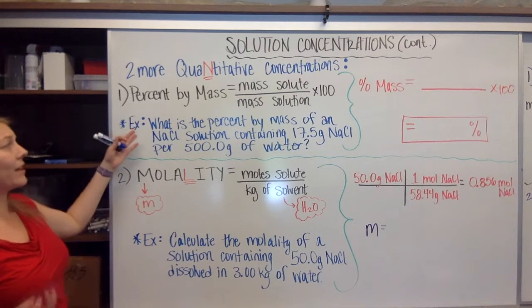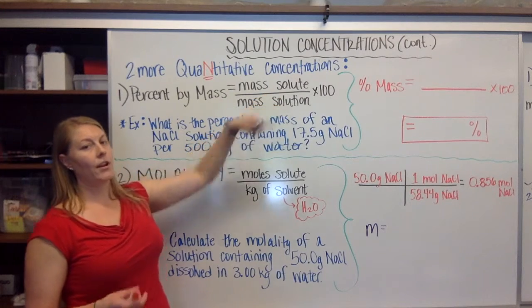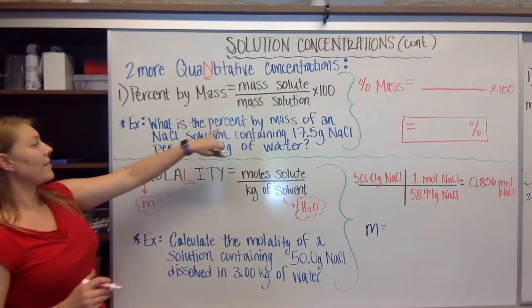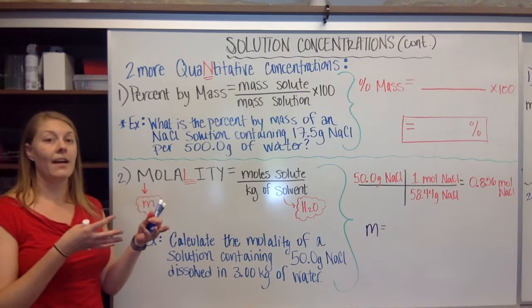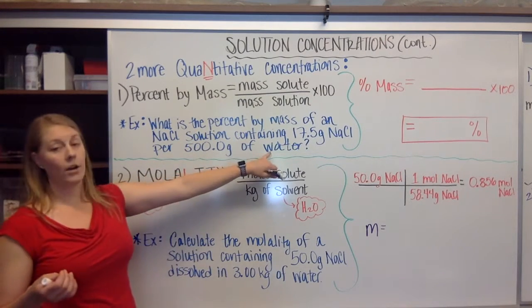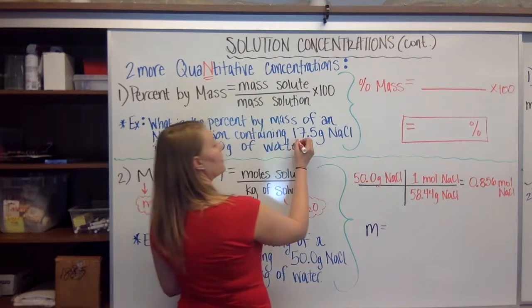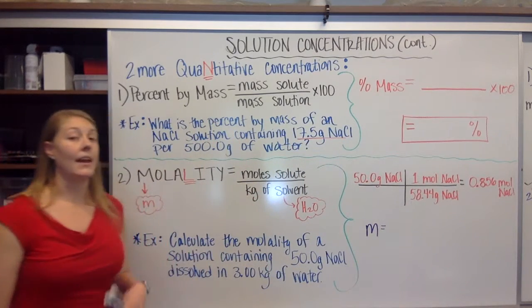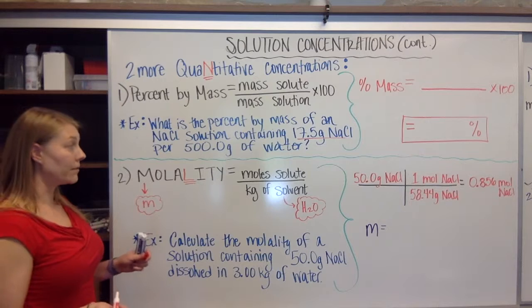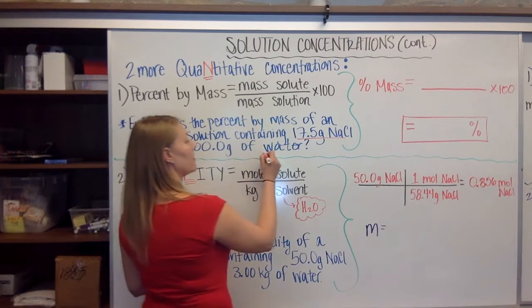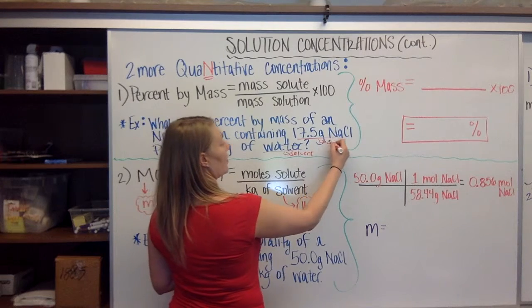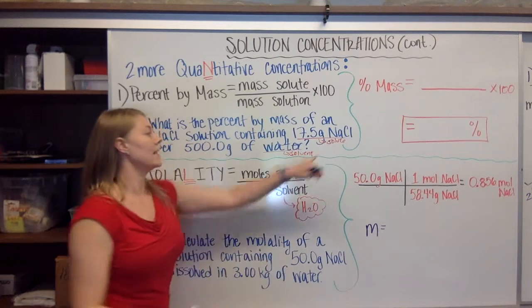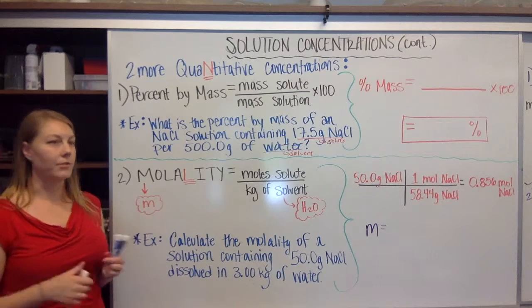So if we're looking at this, we need to figure out where's the solute here and where's the solution. So we have an NaCl solution. That means it's made up of NaCl and water. So our solute here is the NaCl. That NaCl is dissolving in the water. So water here is the solvent. Solute, solvent, and together they make the solution.